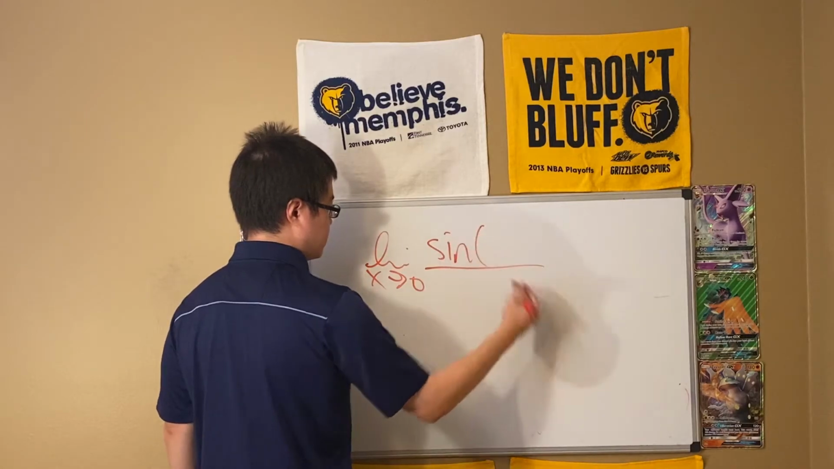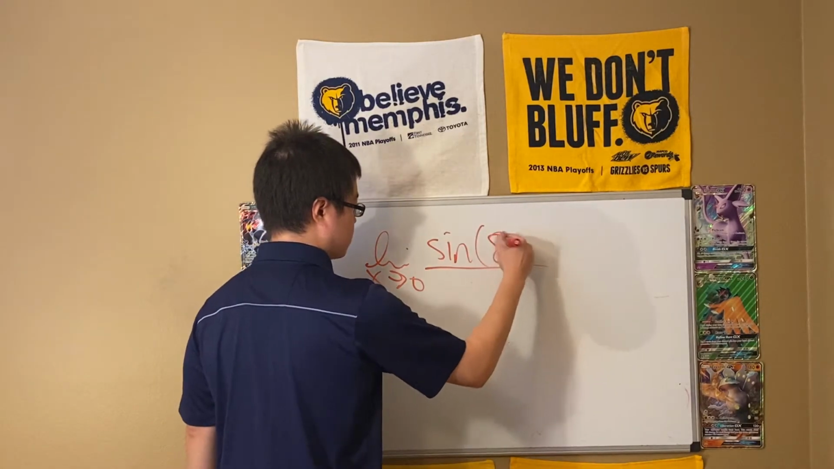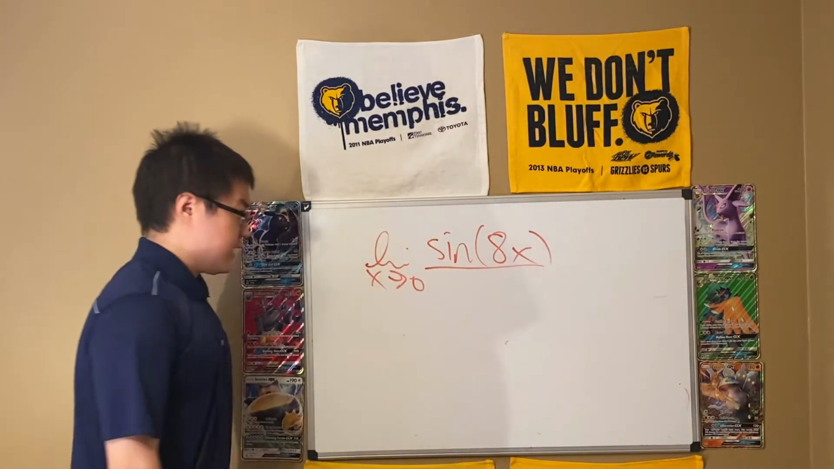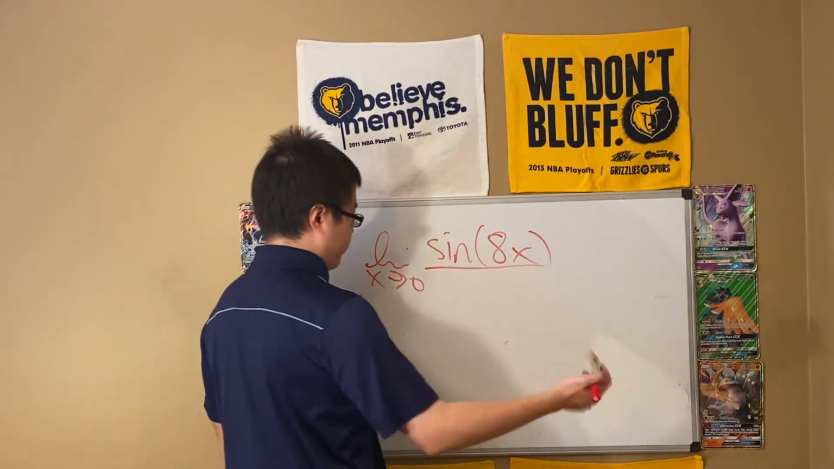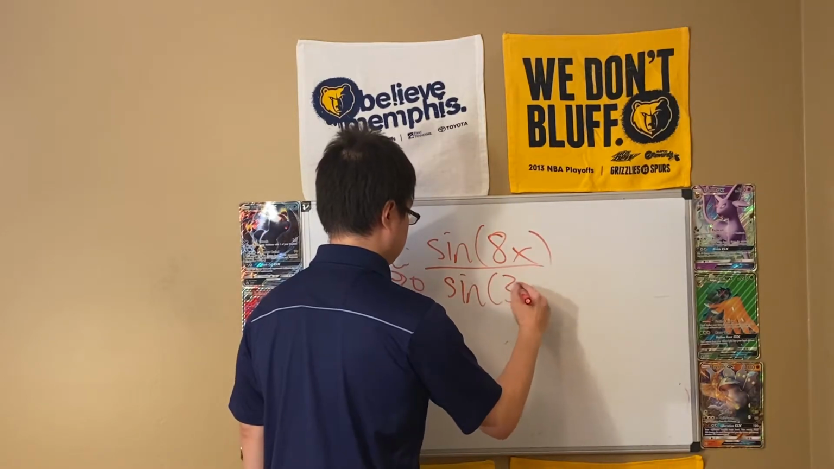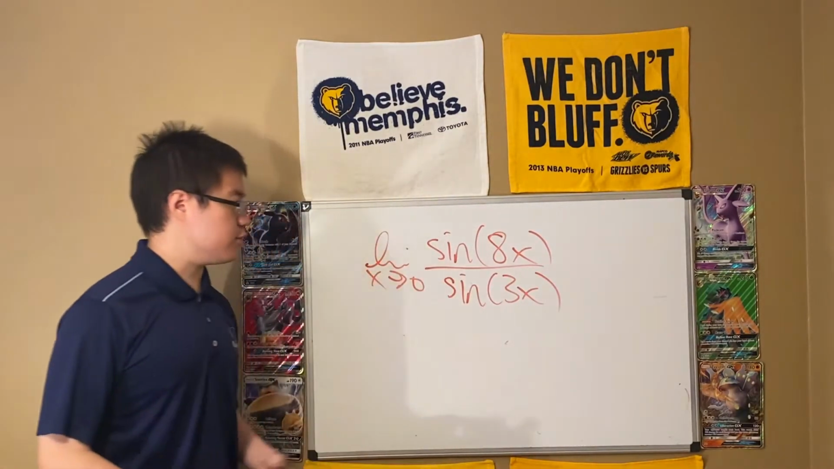Sine of, let's see, what's my favorite number? 8x. And then what's my second favorite number? That's going to be 3. So we're going to do sine of 3x. So let's do this question.